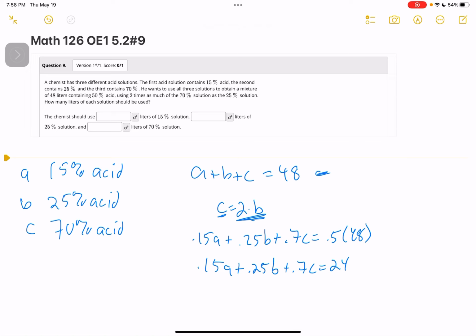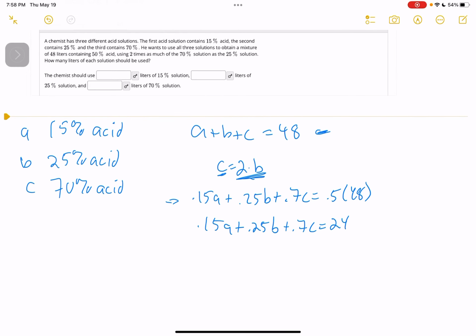And then it says, but it's going to be a 50% solution. So that clue allows us to come up with a third equation. So 15% of the A, that's how much acid is there, 25% of B, that's how much acid is there, and then 70% or 0.7 C, that's how much acid is there, equals a 50% solution. So it's 48 liters and 50% of that, so it's 0.5 times 48. So we end up with 0.15A plus 0.25B plus 0.7C equals 24.